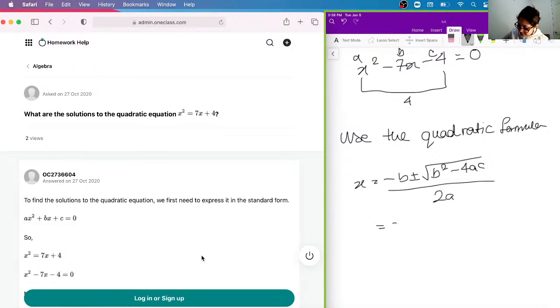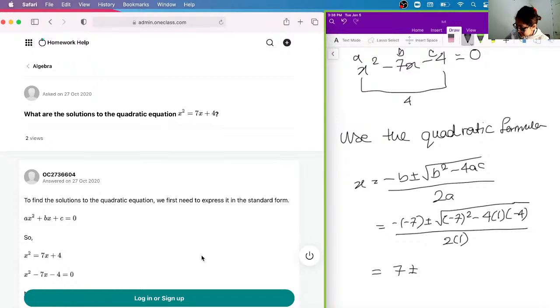So we would have negative 7 as b, plus or minus the square root of negative 7 squared minus 4, a is 1, c is negative 4, all over 2 times 1. So if we further simplify this, we have 7 plus or minus the square root of 49 plus 16, and then you have all over 2.